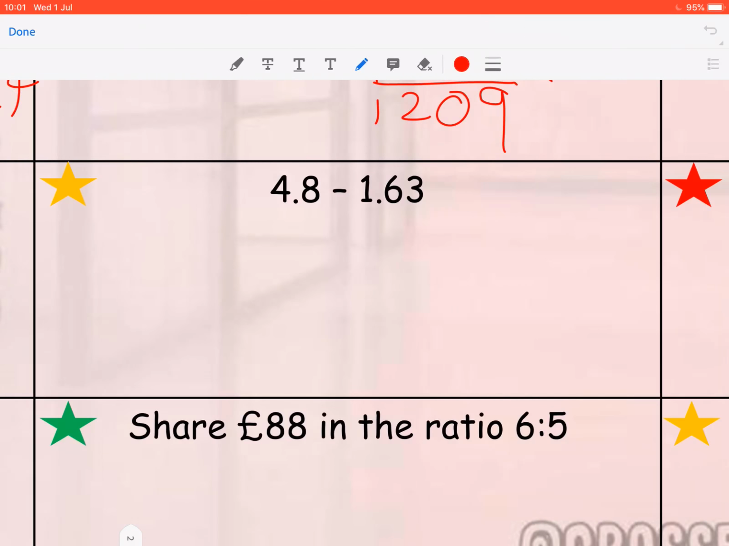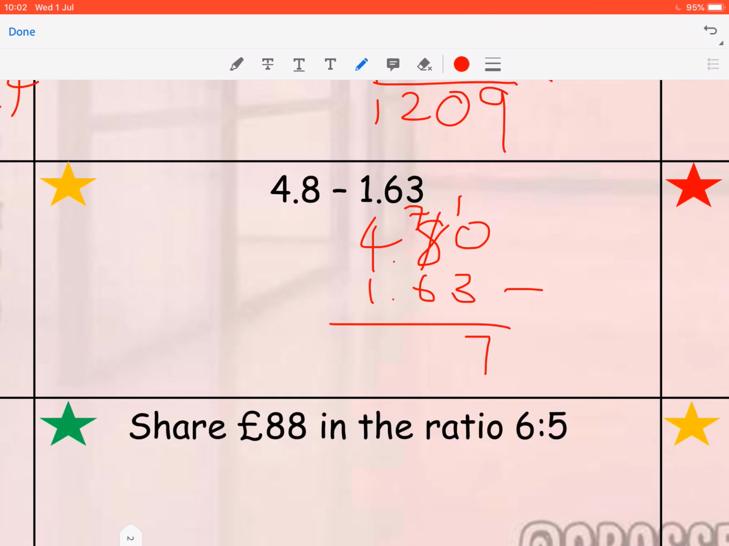Next one, 4.8 take away 1.63. 0 take away 3, I can't do it, so I'm going to borrow. I'm going to turn that 8 into a 7 and give 1 to the 0 to make it into a 10. 10 take away 3 is 7. 7 take away 6 is 1. 4 take away 1 is 3. 3.17.